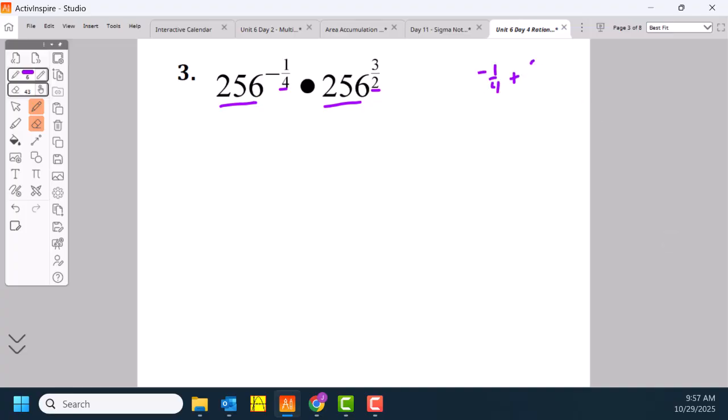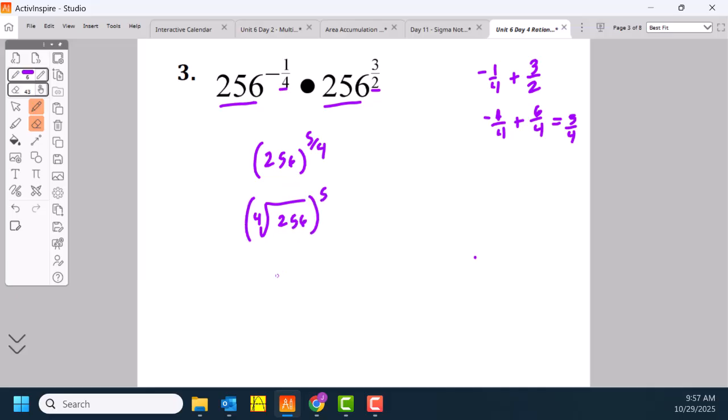Negative 1/4 plus 3/2, that will be negative 1/4 plus 6/4, which is 5/4. So instead of doing two separate radicals that we're simplifying, we could just say this is 256 to the 5/4 power. Or in other words, the 4th root of 256 and then to the 5th power. So that's going to be 4 to the 5th power. And then 4 to the 5th power is going to be 1024.